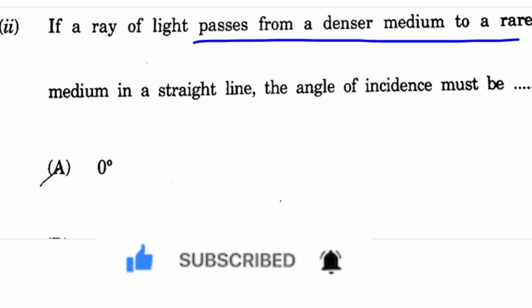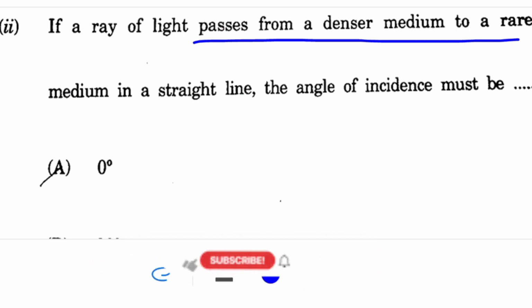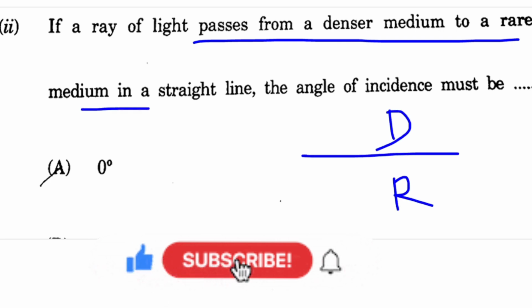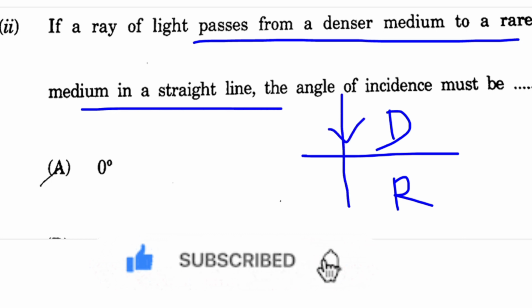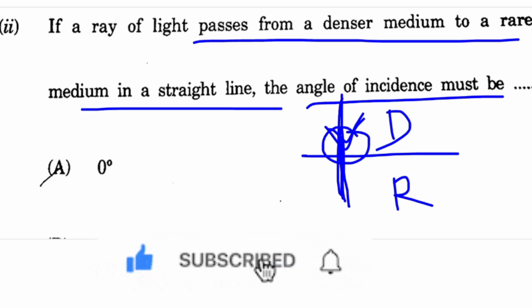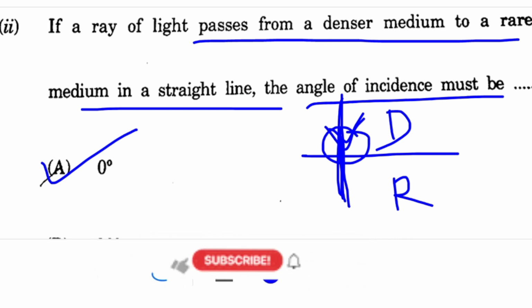It will go away from the normal. But what is happening here is that if light passes from a denser medium to a rarer medium in a straight line, meaning the light is passing in a straight manner, then the angle of incidence must be 0, because there is no angle between the normal and the incident ray; they coincide with each other. So the angle of incidence will be 0, and because of that it will go straight without any deviation into the second medium.